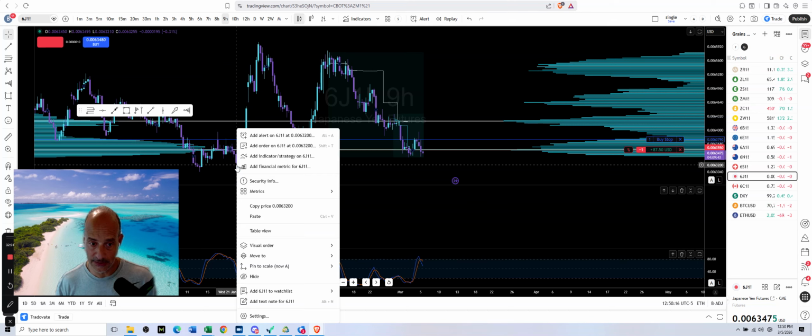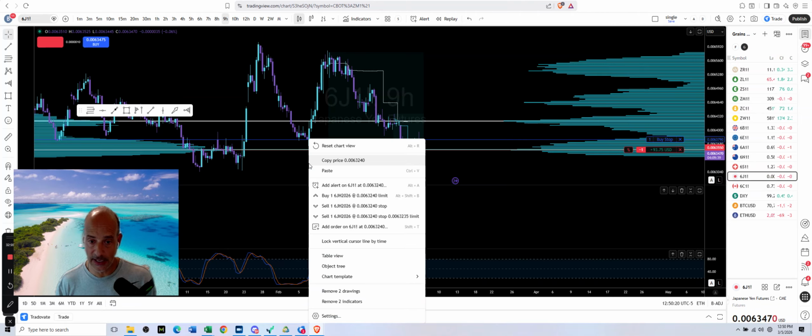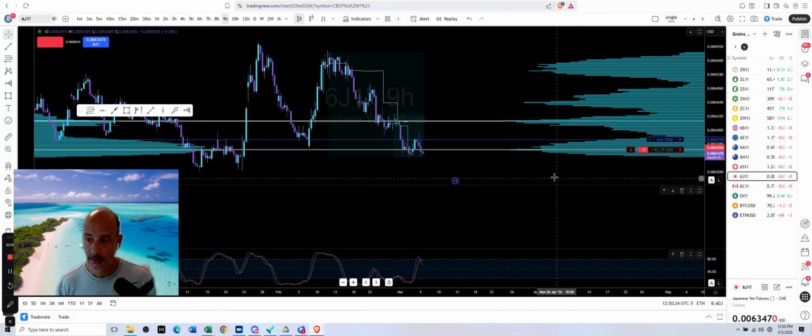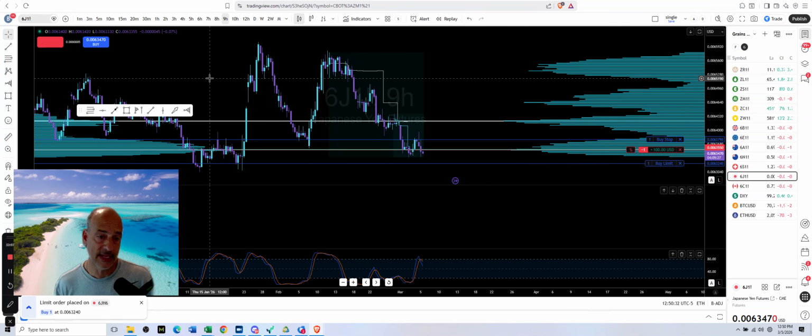In fact, let me just throw a little TP on here. I'll be happy with that. We're going to put a buy limit right there, and we'll just let that thing go. Okay. And that's about, looks like maybe a 1.5 to 1 risk to reward ratio. Not great, but I'll take it. It's still a pretty good move.